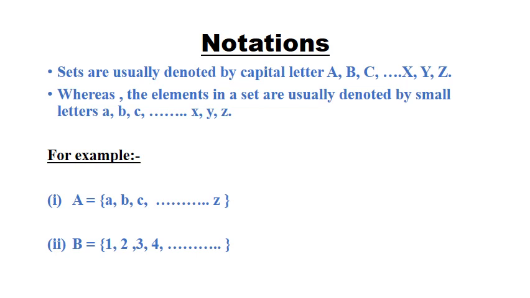Notations. Sets are usually denoted by capital letters A, B, C till X, Y and Z, whereas the elements in a set are usually denoted by small letters a, b, c till x, y, z. For example, capital A is the notation of the set, while a, b, c till z are its elements or members. Similarly, B is equal to 1, 2, 3, 4 and so on. So we have a set B whose elements are 1, 2, 3, 4 and so on.